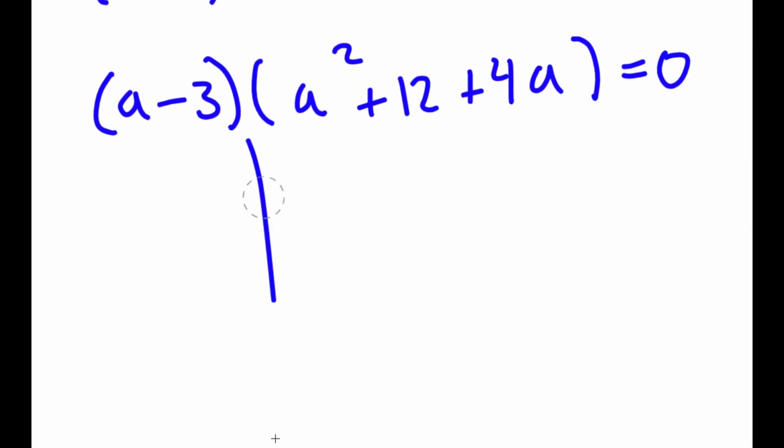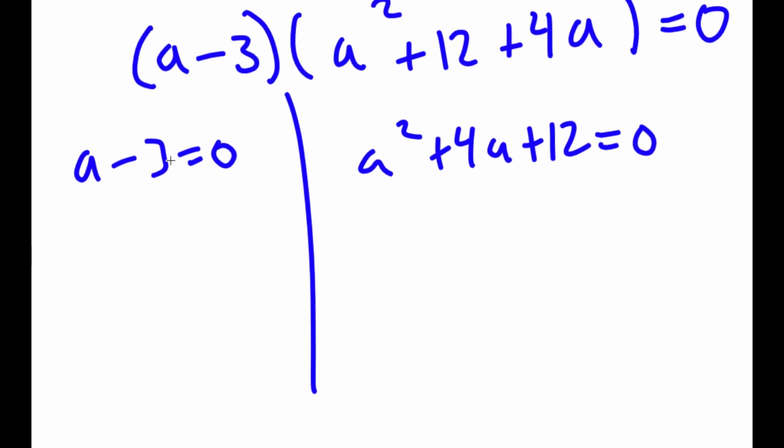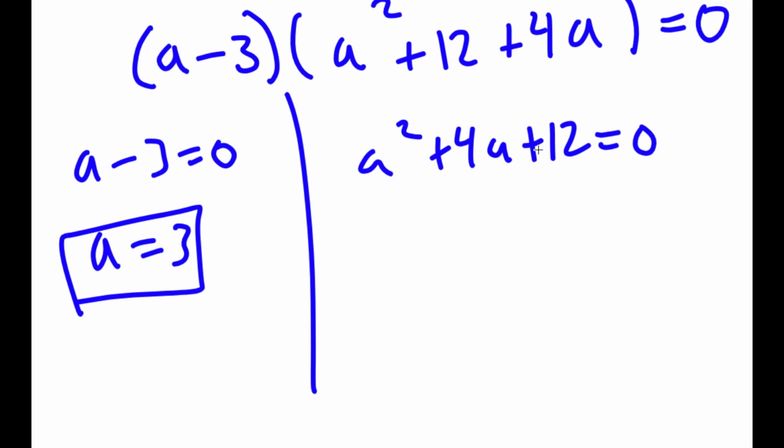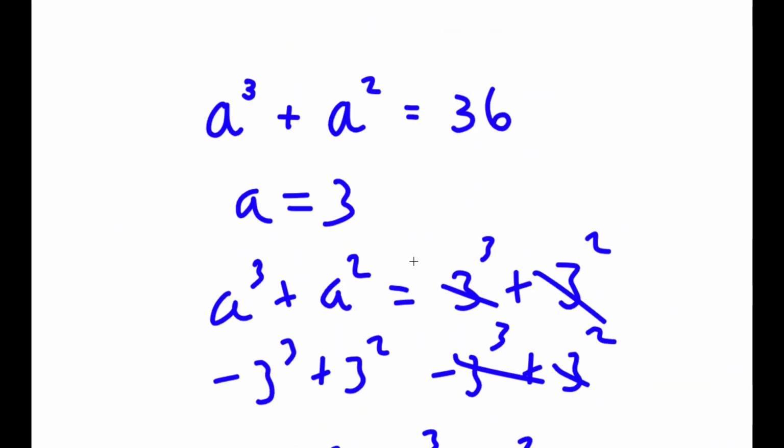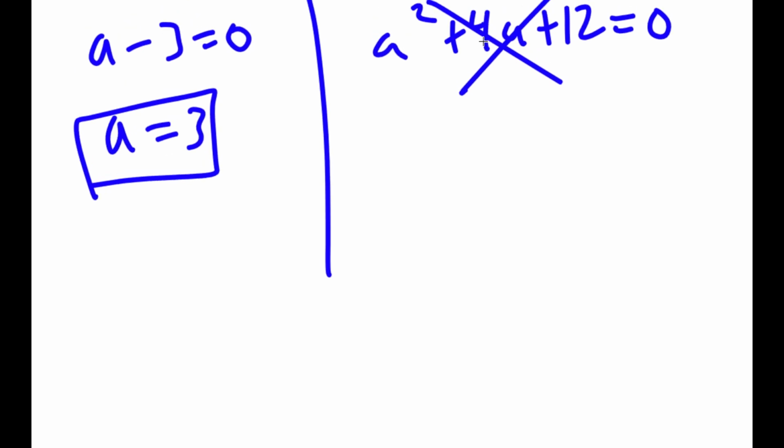So now this gives me two equations. I have a minus 3 is equal to 0, and I have a squared plus 4a plus 12 is equal to 0. So for a minus 3 equals 0, a obviously equals 3, so this is one solution of a. And for a squared plus 4a plus 12 equals 0, you have to use the quadratic formula to solve this, and I'm not going to waste your time by doing that. But if you do end up using it, you get that there is no solution because you get the square root of a negative number. So now that we know that a equals 3, remember how this is actually going to be our only solution because this doesn't work. So a equals 3 is our only solution.